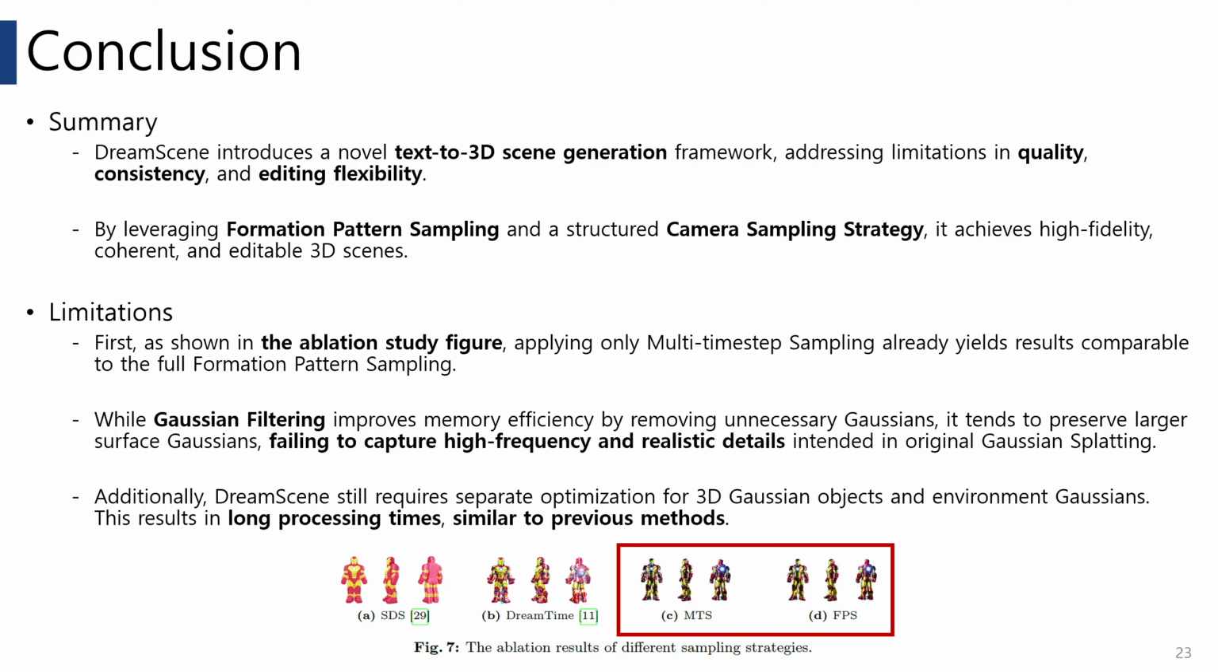In summary, DreamScene introduced a novel text-to-3D scene generation framework addressing limitations in quality, consistency, and editing flexibility. By leveraging formation pattern sampling and a structured camera sampling strategy, it achieves high-fidelity, coherent, and editable 3D scenes.